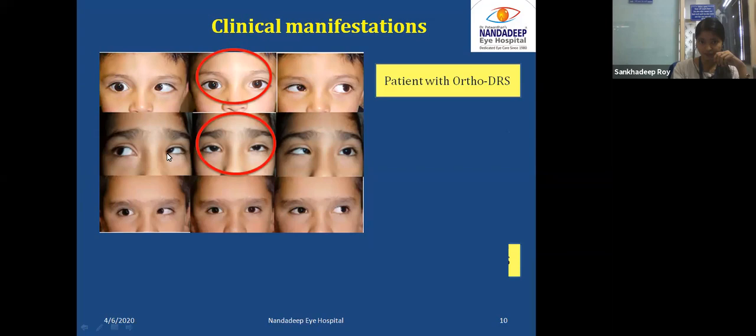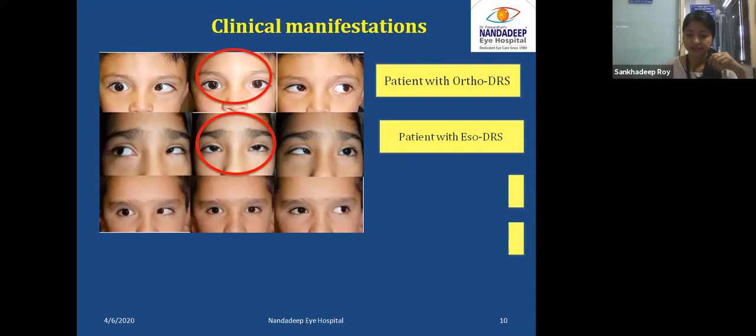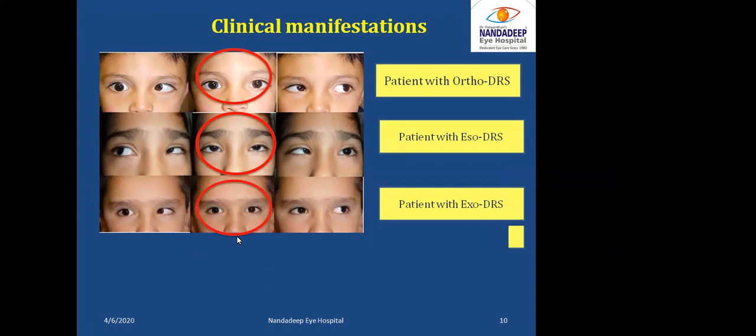Again, when we look at this side and this side, there is narrowing of the palpebral fissure as well as here. So this is a patient with iso DRS. In the last picture, it looks like an exo. So this is a patient with exo DRS.